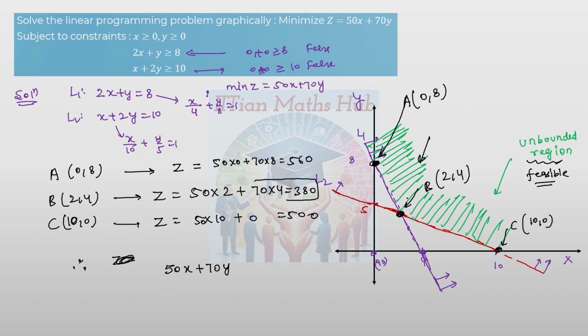So what we are saying, z is equal to 50x plus 70y, it should be what? Less than 380. Minimum value of z is 380. So 50x plus 70y should be less than 380. So if you check at any point, 0 comma 8, 2 comma 4, 10 comma 0, all points will satisfy except this point, because this is the corner point which is giving you the optimal solution. So the minimum value is occurring at 2 comma 4 only. Now it is fine.